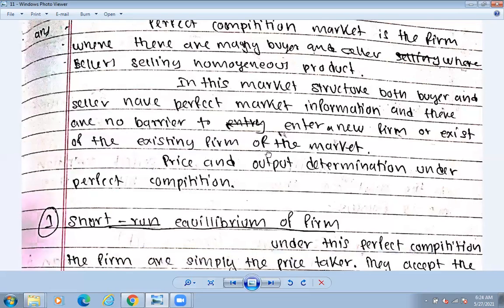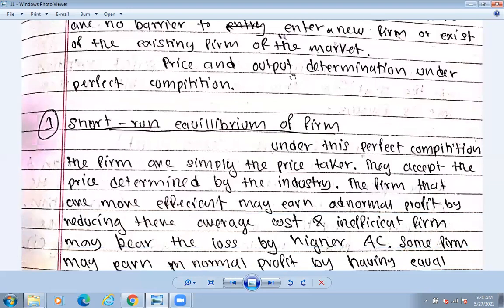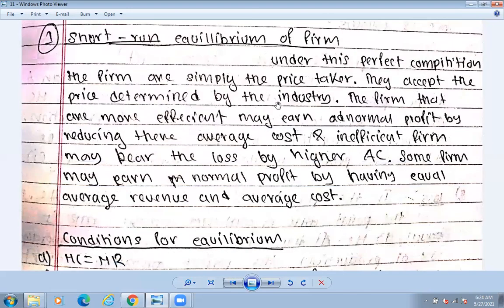So let us learn price and output determination under the perfect competition market. First is the short run equilibrium of the firm. We will study the short run and the long run. In the short run, where we are going to have the highest, that means abnormal profit, where we are going to have the normal profit, and where we are going to have the loss.